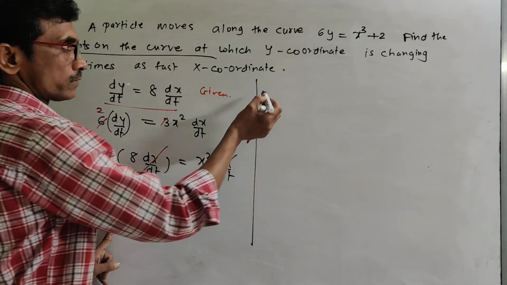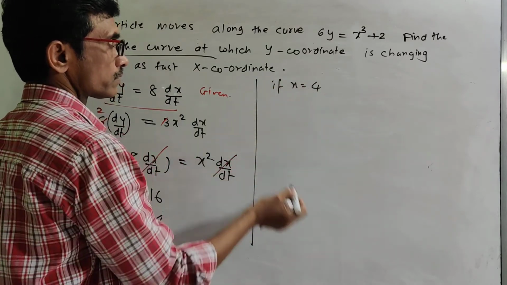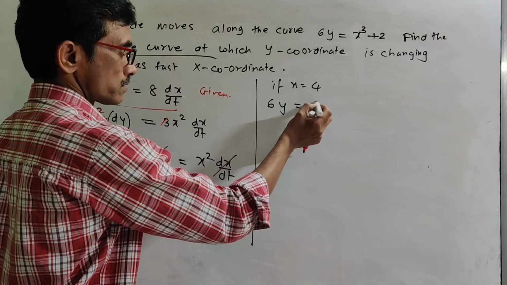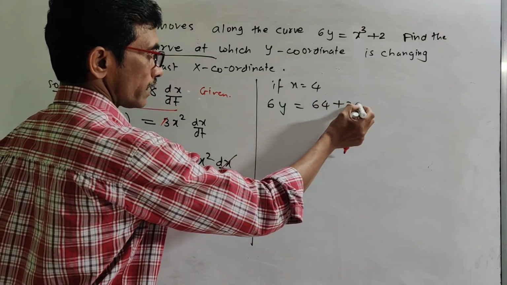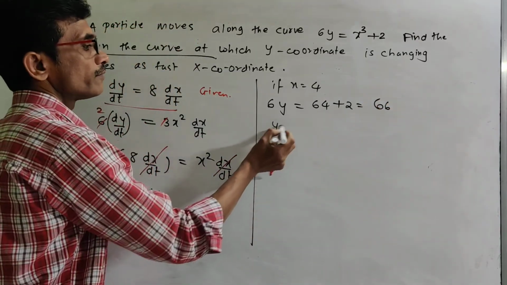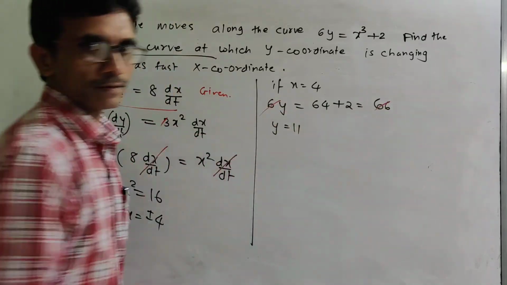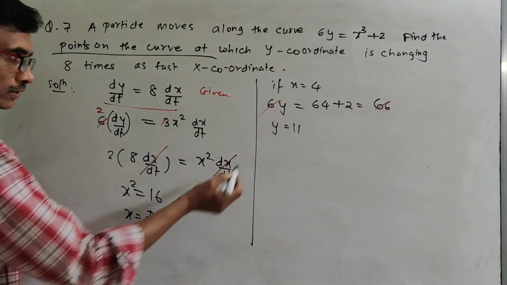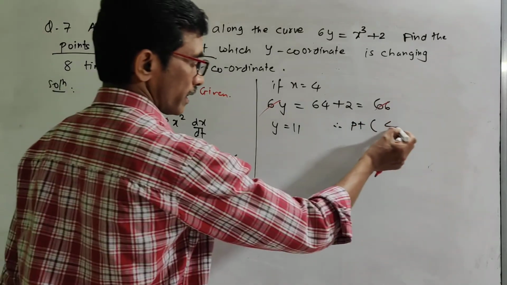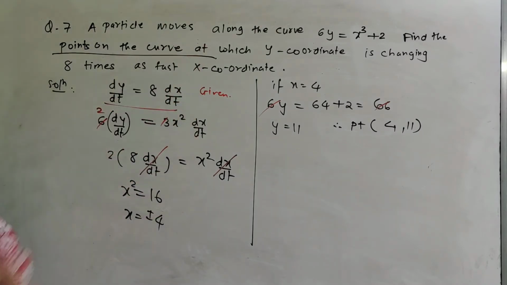So therefore if x is equal to plus 4, then 6y is 64 plus 2, that is 66, so y is equal to 11. 6 is getting cancelled, it is 11. Therefore the point is what? One point is (4, 11). It satisfies the given condition.